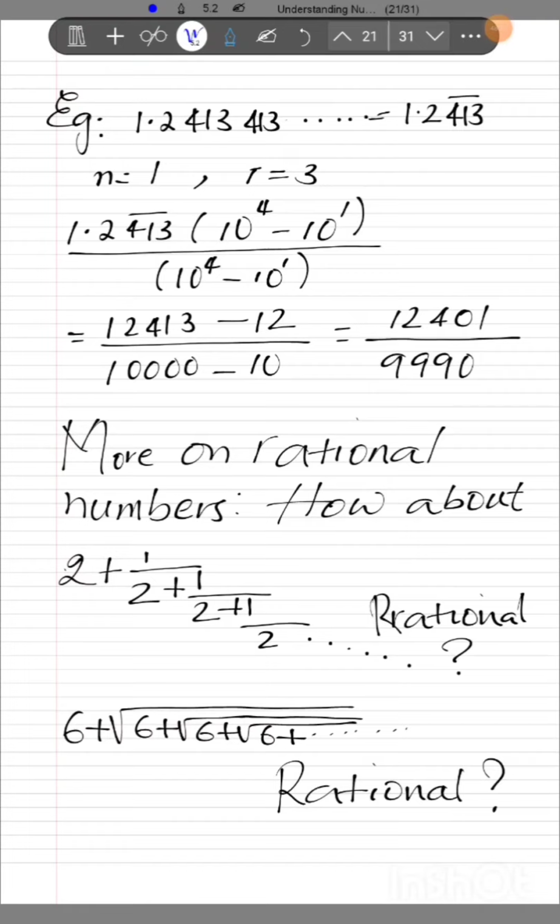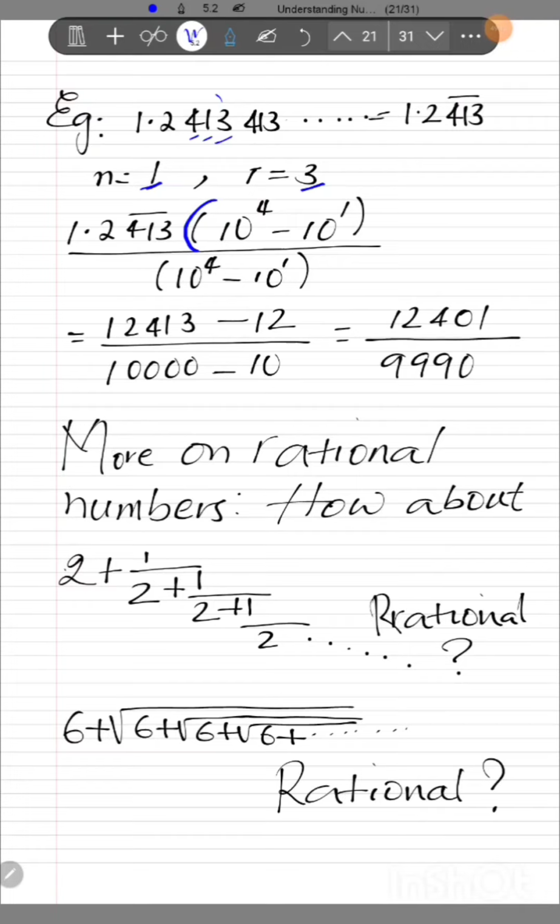We can have one more example of the same. 1.2413, the repeating part is 3 of them, 413. The non-repeating one is only 2. Put a bar on top of 413. The non-repeating decimal is 2 and the repeating is 3. So we multiply by 10 to the power of repeating plus non-repeating, minus 10 to the power of non-repeating.